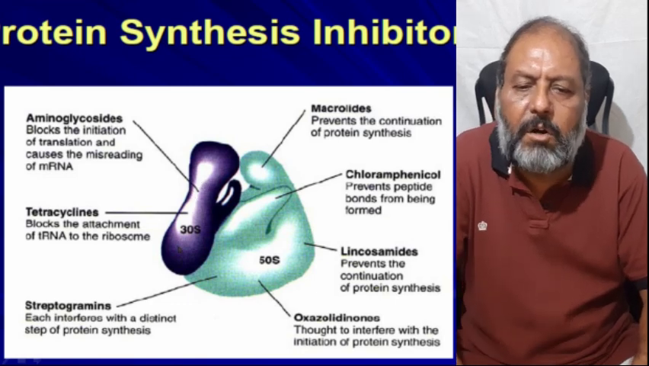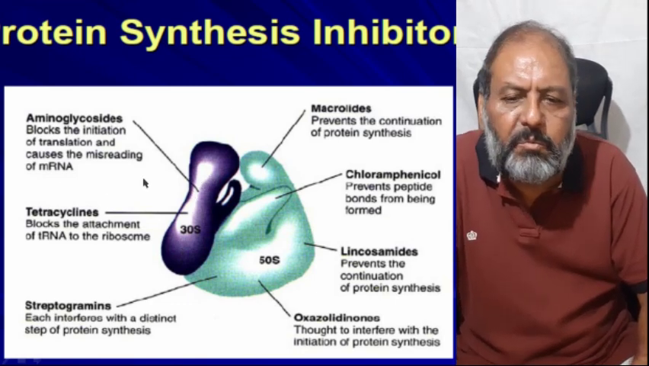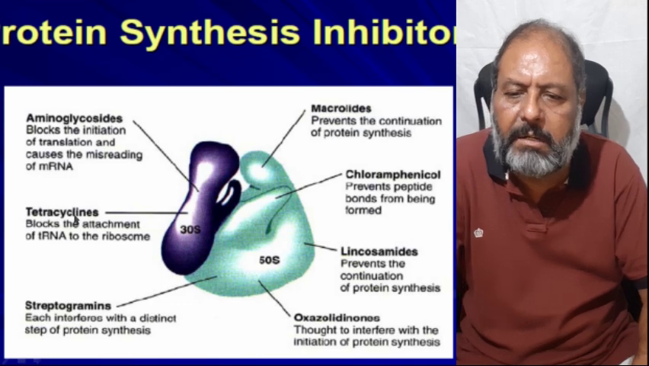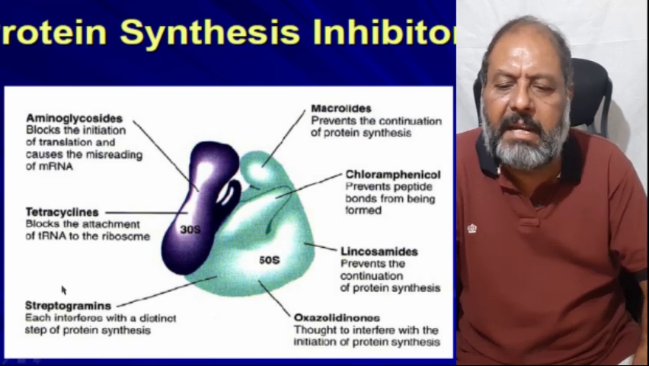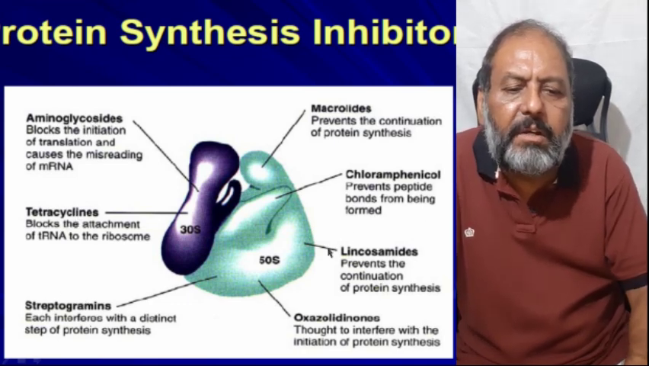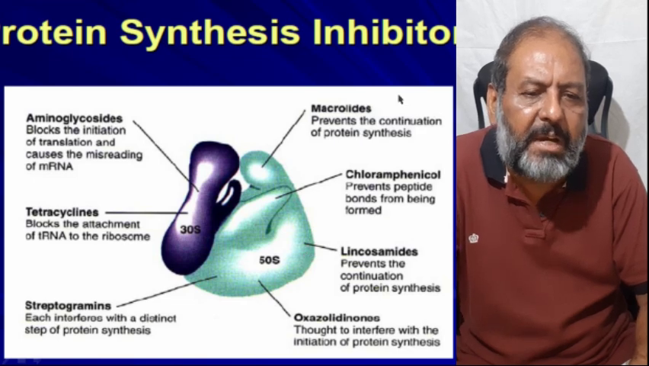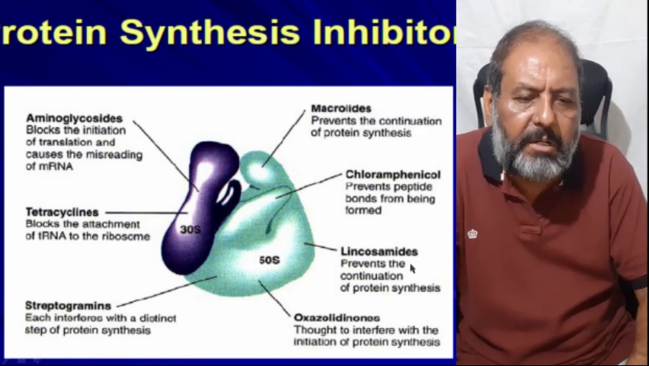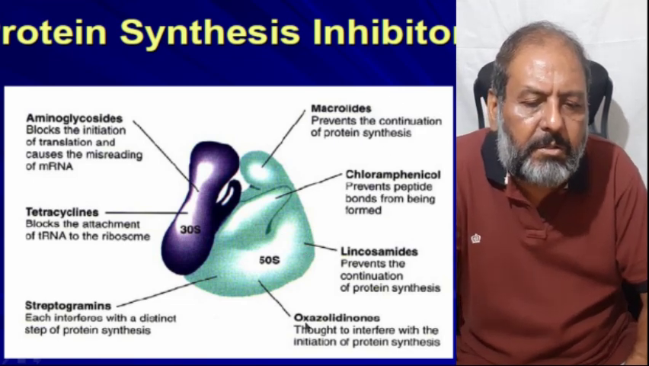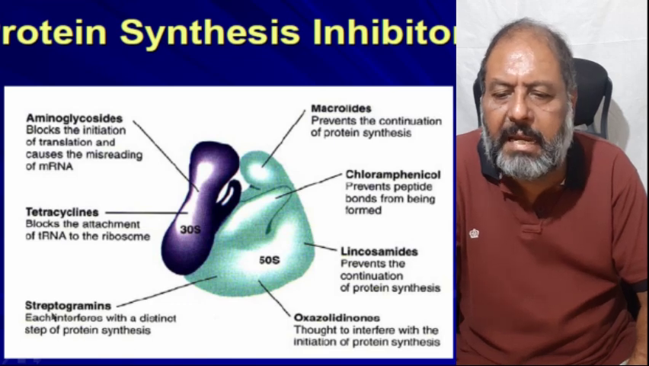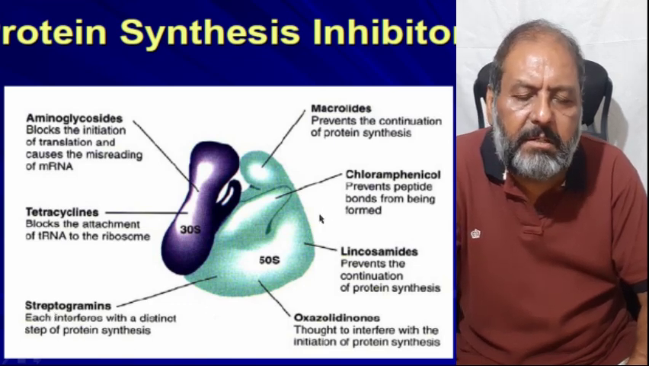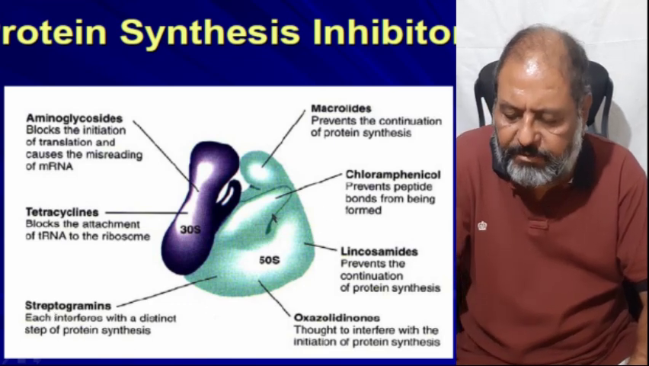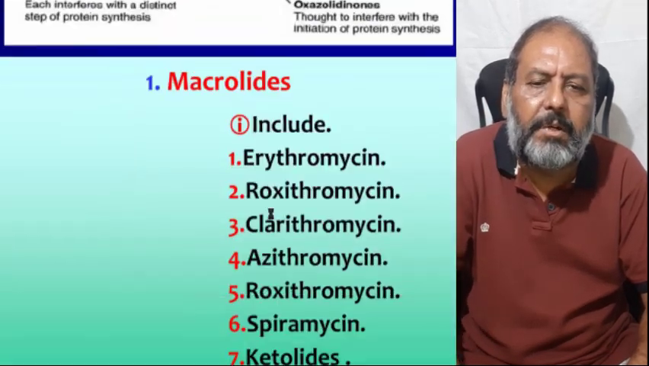Some act on the 30S, as one can see, the aminoglycosides and tetracycline, and the rest are acting on the 50S subunit. These are the macrolides, chloramphenicol, lincosamide, oxazolidinone, and streptogramins. These act on this 50S, the green color subunit.